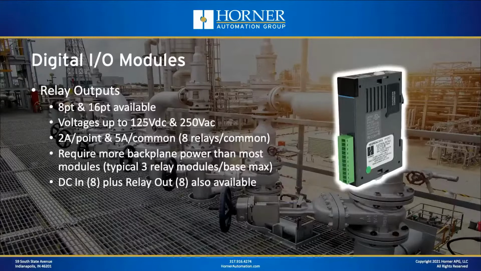In addition to DC outputs, we support relay outputs in densities of 8 points and 16 points. Voltage support's pretty good. DC voltage up to 125 volts, AC voltage up to 250. Current capacity is 2 amps per point with 5 amps maximum per common, and there are 8 relays per common.